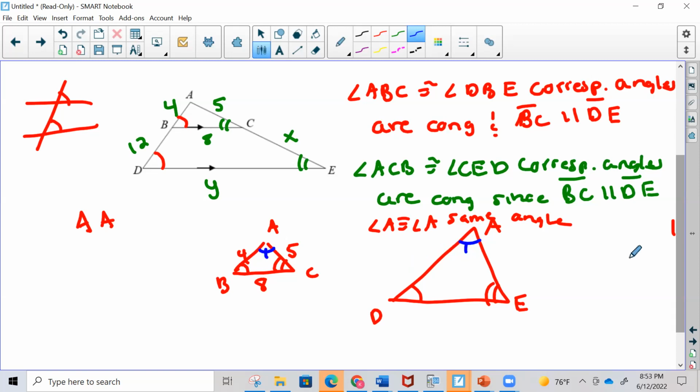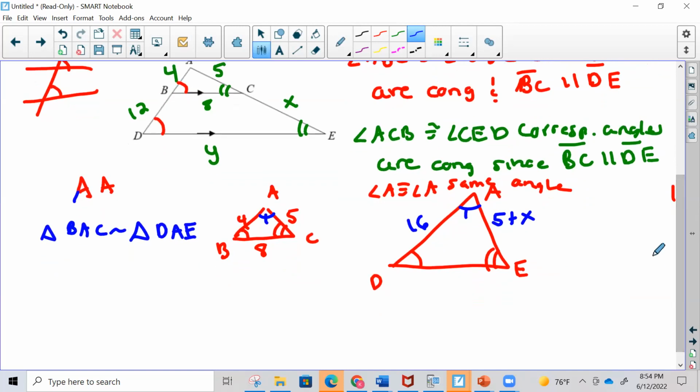So we prove the triangles are similar, angle-angle. I'm going to write the similarity statement. Triangle BAC is similar to triangle, and I'm just going to match up the angles, so DAE. Now that we know that, we can find our X and Y. This side is 4 plus 12, which is 16. This side is 5 plus X, because to get this side we put these two together by adding them. Don't make it 5X because it's not 5 times X. And this is Y.